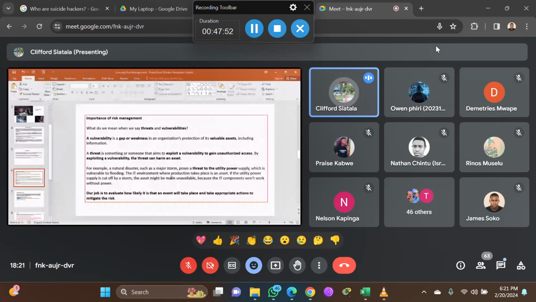What is scaring you? A vulnerability is a gap or weakness in an organization's protection of its valuable assets, including information. A threat is something or someone that aims to exploit a vulnerability. That is a threat. It could be anything that can exploit a weakness or a vulnerability.